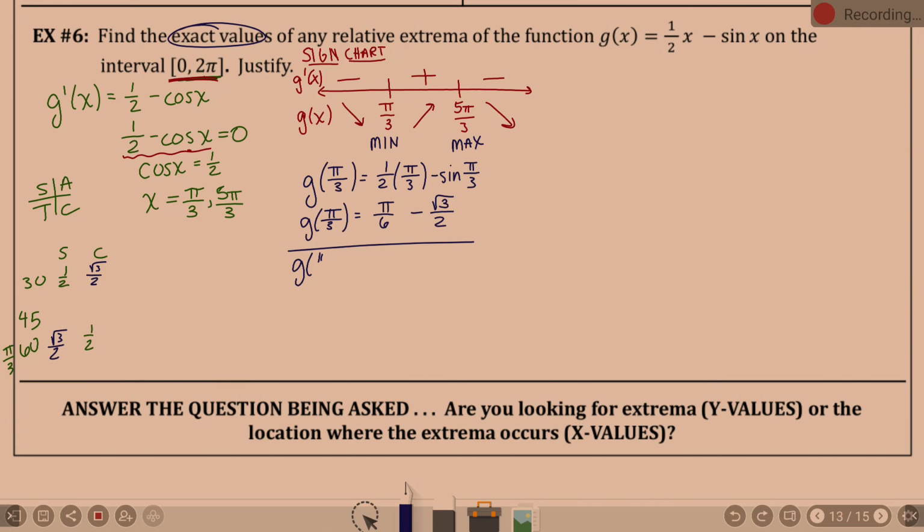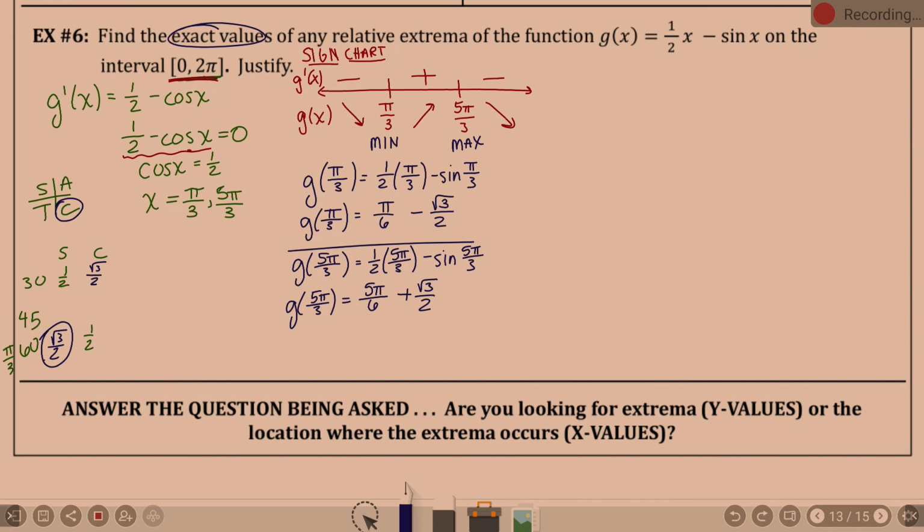We need g of 5 pi over 3. So 1 half times 5 pi over 3 minus sine of 5 pi over 3. So g of 5 pi over 3 is 5 pi over 6 minus sine of 5 pi over 3. Sine of pi over 3 is still square root of 3 over 2. But what do we know about sine in quadrant 4? It's negative. So minus negative, so plus square root of 3 over 2.